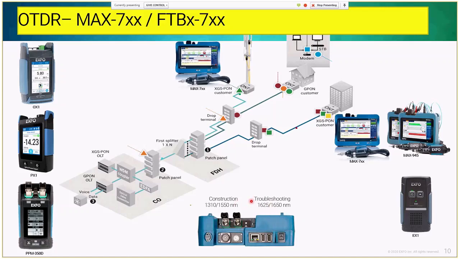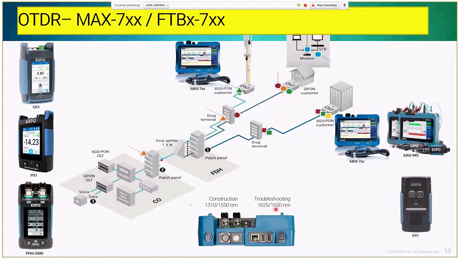Then there are these ports which are dedicated for troubleshooting, 1625, 1650. So why are these ports dedicated to troubleshooting? Well, the answer is that you have these ports away from the transmission band. So they will not make the PON go down, so the OLT will not see it because it's a filtered port, and it will not interfere with the other customers on our network.